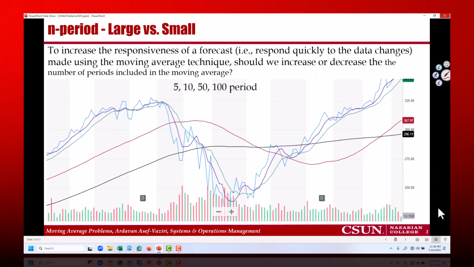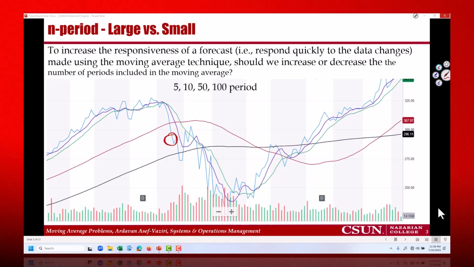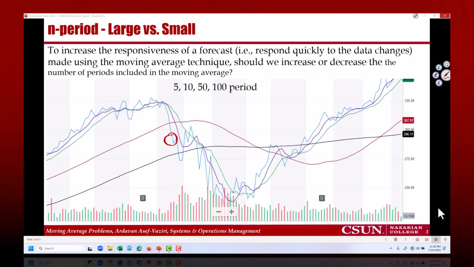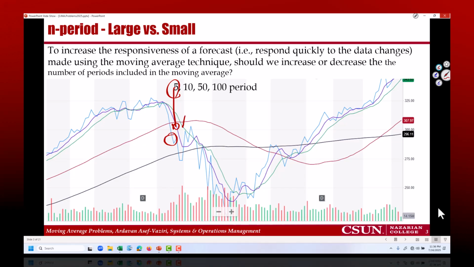This is the data for a stock, and if I am asked which curve is actual, which curve is 5-period moving average, which one is 10-period, I first look for the one with maximum fluctuations, which is this one. What is the curve whose fluctuation is next to this one? That's it. So this is 5-period moving average. This is 10-period moving average.